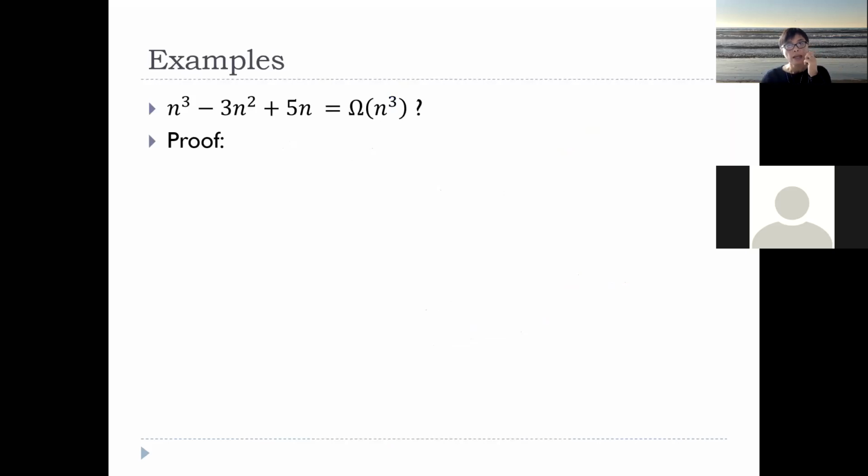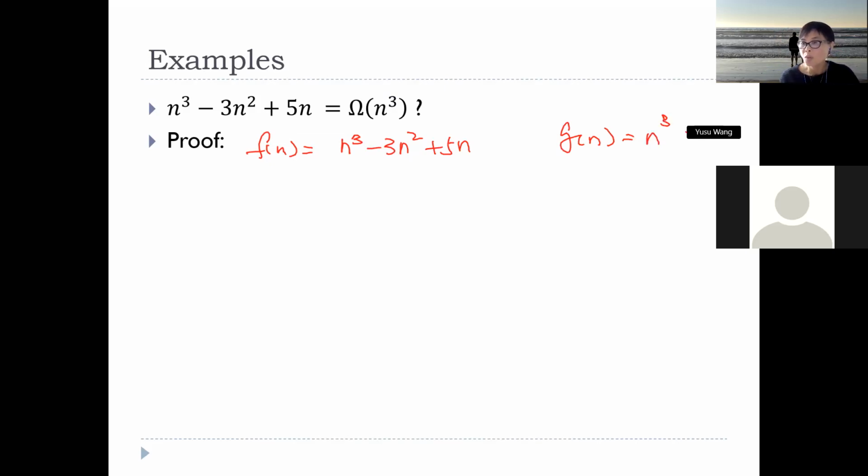So let's look at another example and also prove this using the definition. It's similar to the previous one. Okay, how do we prove this? Well, intuitively, f of n in this case is n cubed minus 3n squared plus 5n, and g of n is n cubed. Okay, what do I want to do?